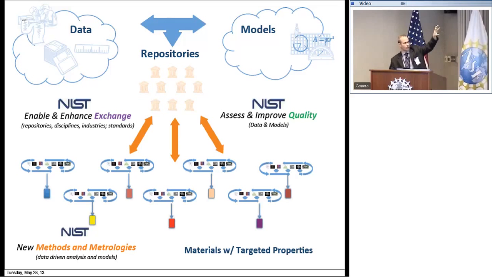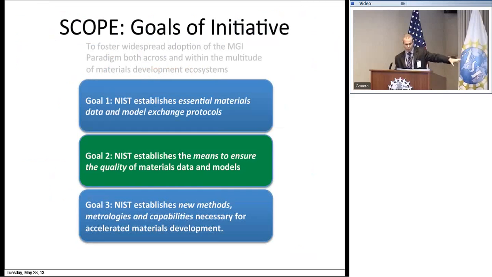But of course, we're at NIST, and we also care a great deal about the quality of that information. So do we have uncertainty quantification of that system, sensitivity analysis, is it validated, is it verified? And that's really there. Once you have all of this infrastructure, then down at the bottom, you see we can develop new methods, new metrologies to analyze the system. So that's where we view our role, particularly in exchange, quality, and new methods and metrologies.